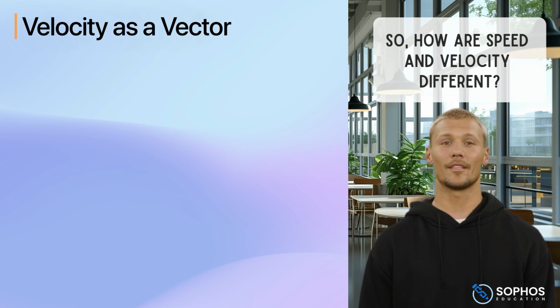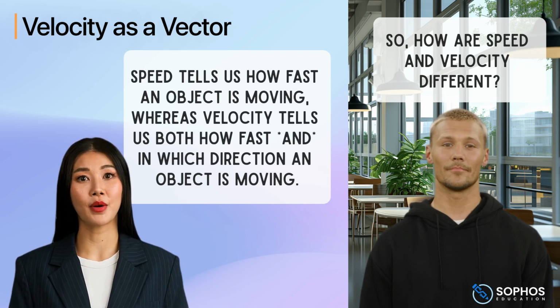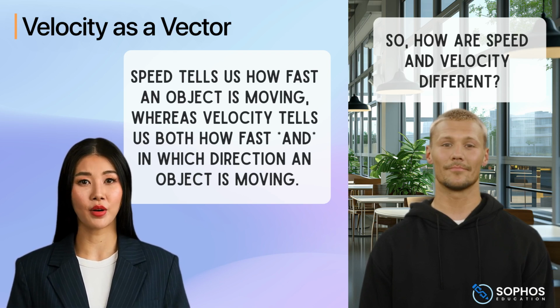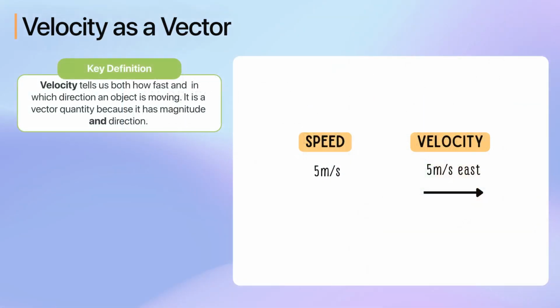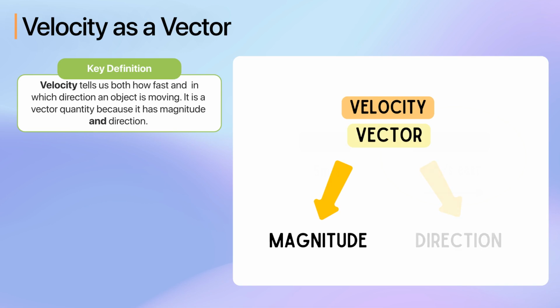So, how are speed and velocity different? Speed tells us how fast an object is moving, whereas velocity tells us both how fast and in which direction an object is moving. Because of this directional aspect, velocity is considered a vector quantity. This means it has both magnitude, which tells us how much, and direction, which tells us which way.